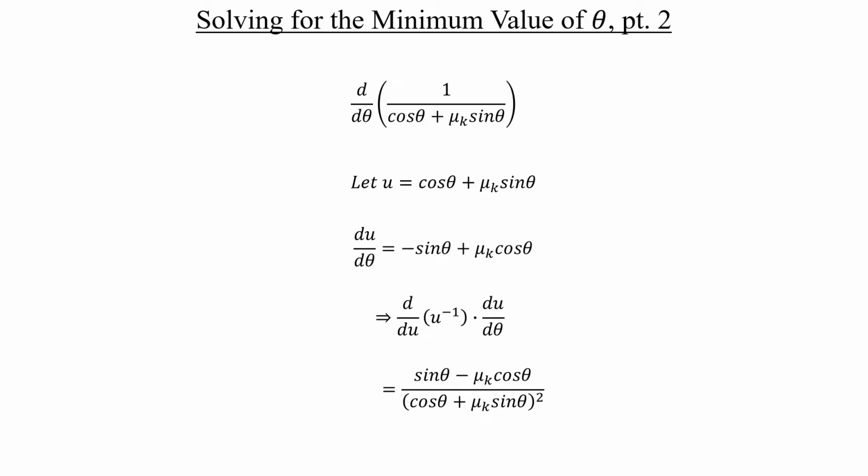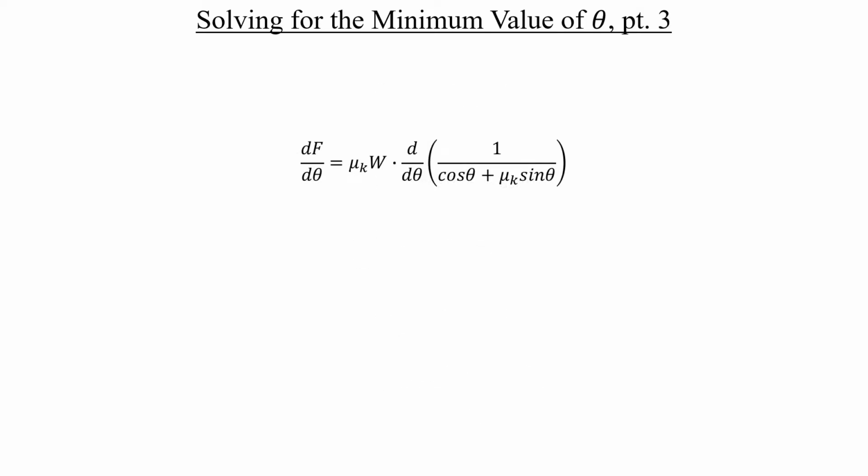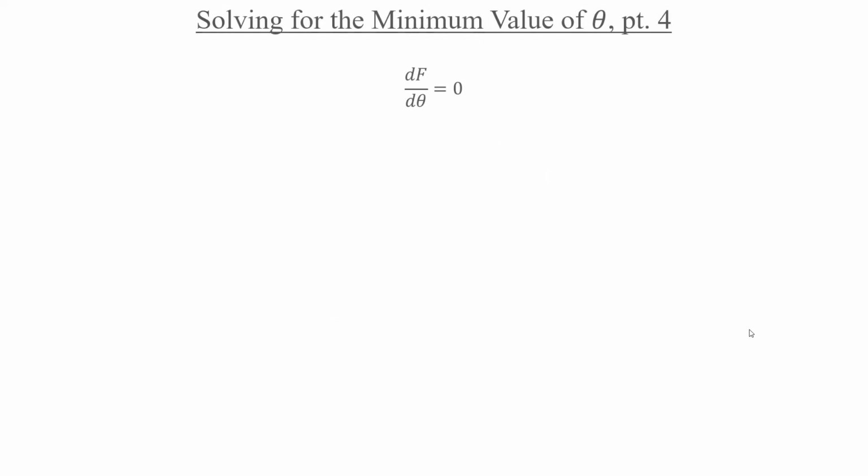But don't forget, when we were doing this derivative, we had that factored mu sub k times w part out in front. So if we include that, the complete form of our first derivative of f is this, here at the bottom. And earlier we talked about setting this derivative equal to 0, which is this step here.